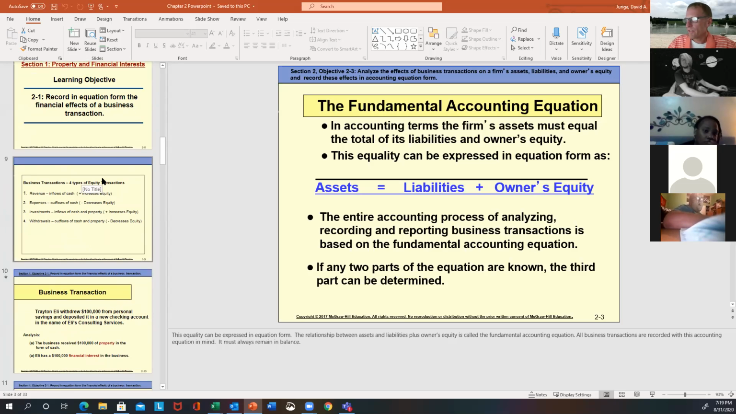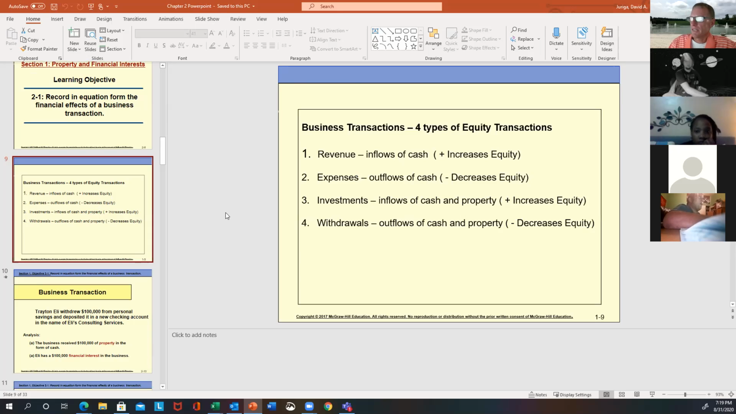Now, before we get to the financial statements, one more thing I want to show you here is I just mentioned the concept of a business transaction.